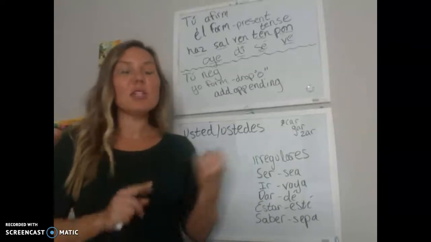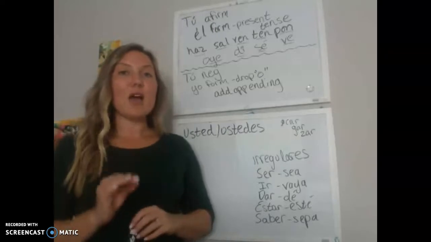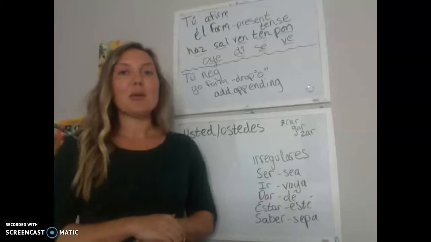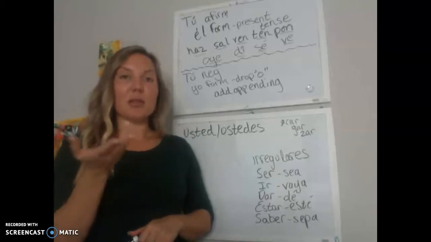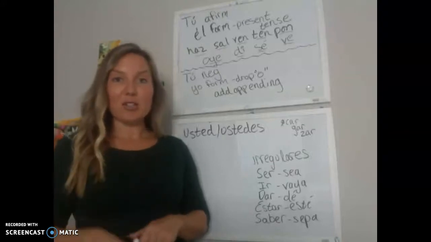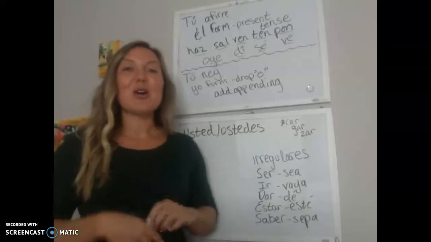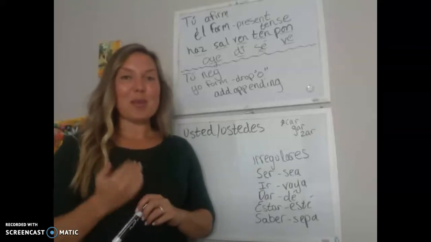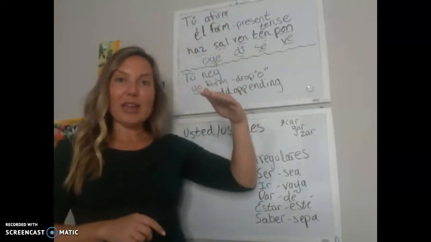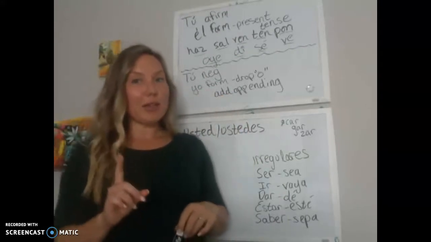If I want to tell you speak Spanish, eat your vegetables, do your homework, all it is is the él form of the present tense. So if I wanted to tell you speak Spanish, I would go to hablar. The él form in the present tense is habla. Habla español. Speak Spanish. If I wanted to tell you eat, like eat your food, eat your lunch, comer in the él form of the present tense is come. Remember como, comes, come. That's your command. Come, eat.